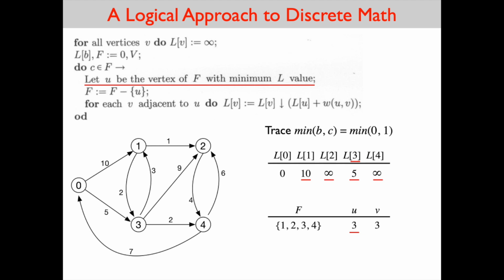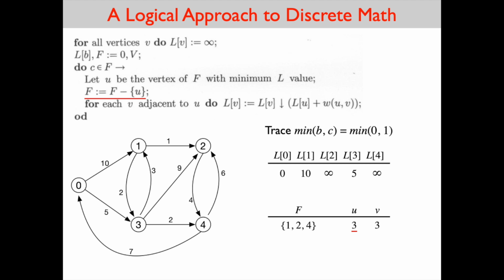Now, what's going to happen when the next statement executes? That statement is F gets F minus the set U. What's the value of U? The value of U is 3. So the set difference is going to be F without the element 3 in it. So here, that is shown in the next slide. So F no longer has 3 in it.